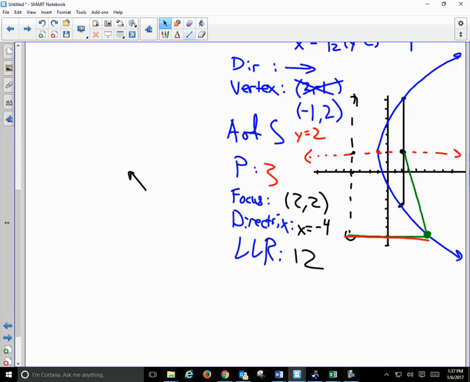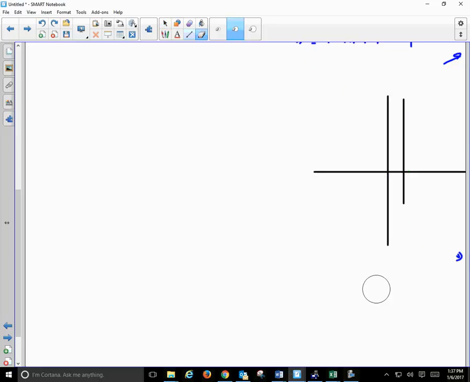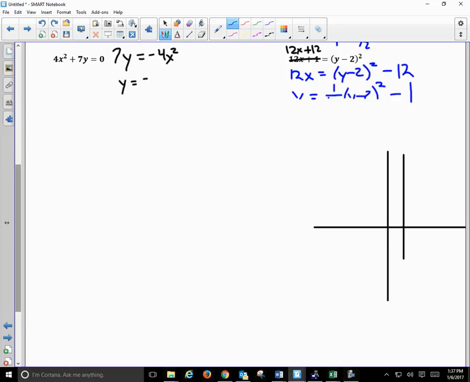All right, last example. Let's do some fractions. I guess I get one more chance to redeem myself. I feel bad. In 3, I really haven't drawn a perfect one yet. Do I solve y equals or x equals? Y equals. So I got 7y is equal to negative 4x squared. So y equals negative 4 over 7x squared.